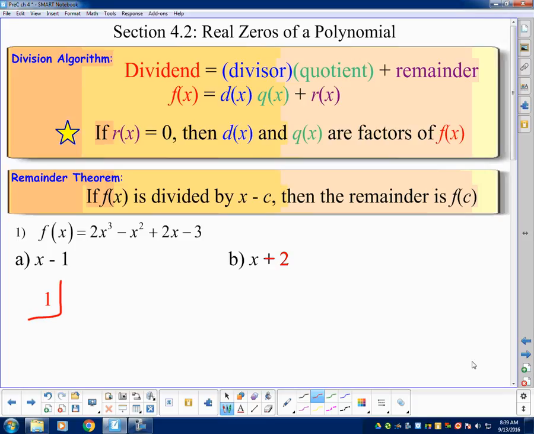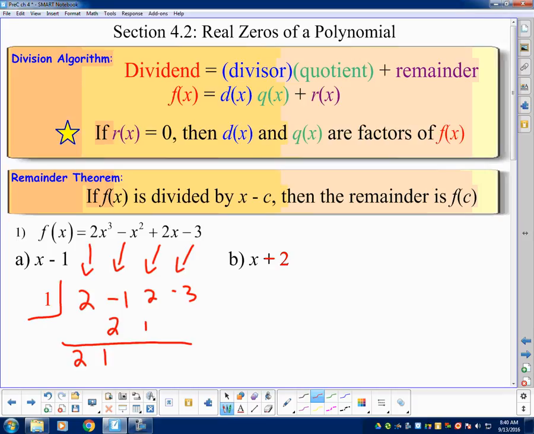Then we take the coefficients from the polynomial, with placeholders if necessary, and bring them down. So 2, -1, 2, -3. There's our setup for synthetic division. Then draw a line underneath. Bring down the 2. Then 1 times 2 equals 2, and we add those: -1 plus 2 would be 1.